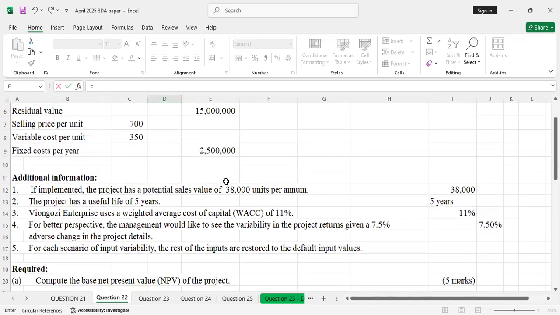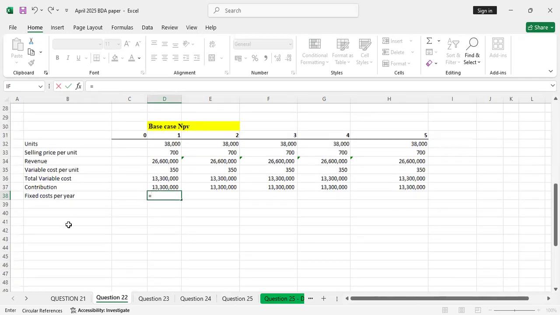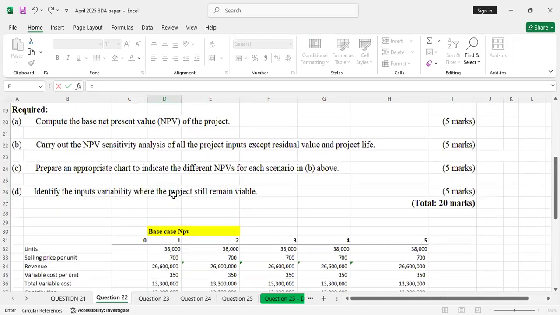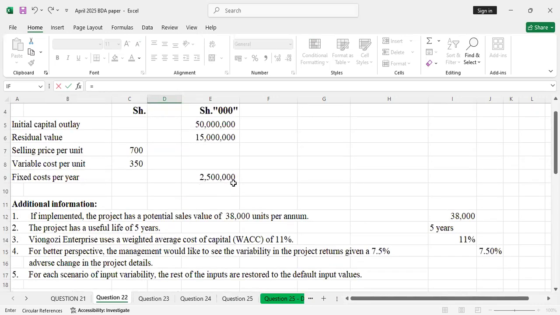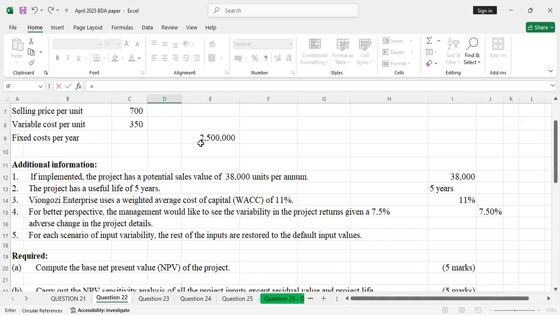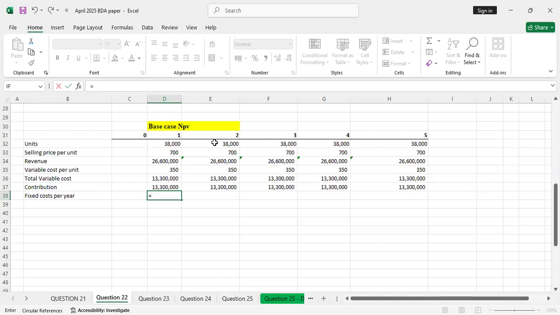It was 2.5 billion, because the shillings are in thousands. I don't know how this question was framed, because if it is billions, then it really doesn't make sense to me. Why would we use a fixed cost of billions where we have a contribution of 13 million? I don't want to correct the examiner, but I think the billions here do not make sense. This was supposed to remain the 2.5 million. It makes sense as a fixed cost.